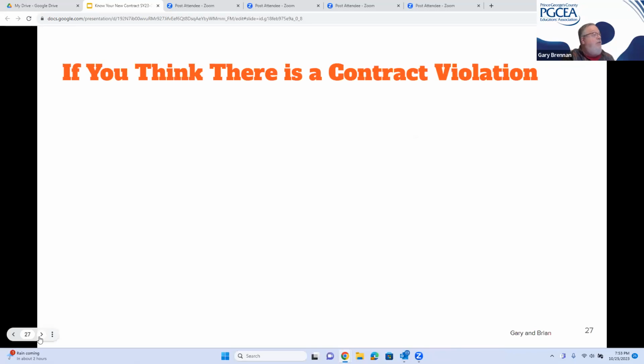And then finally, if you think there is a contract violation in your school, what should you do? This is going to be very brief, but one of our future trainings is going to be on filing grievances and the step 1 informal meeting process with your principal. So we're going to go into this in a lot more depth at a later meeting.